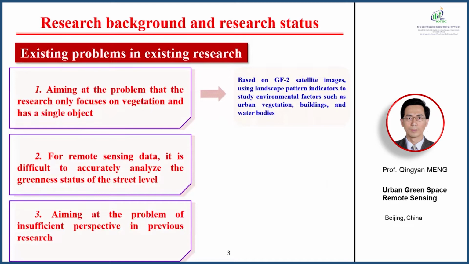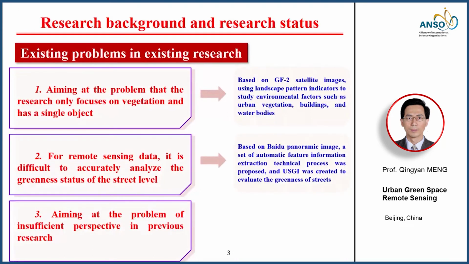And the second, for the remote sensing, it's difficult to analyze the greenness status at the street level. So we use Google Street View. Now we use the Chinese Baidu panoramic images, a set of automatic feature information retrieving techniques, and we put forward some indexes also to evaluate the greenness of the street.